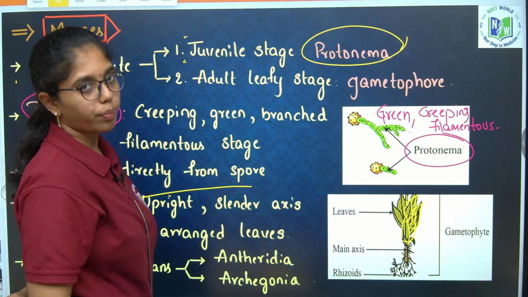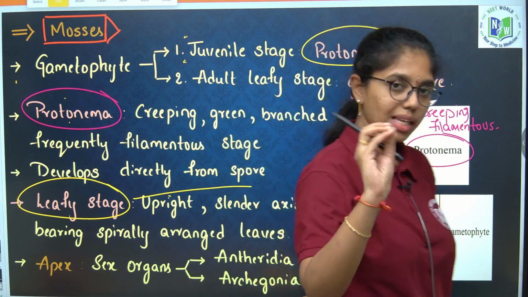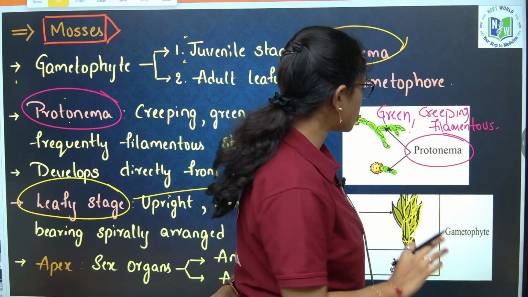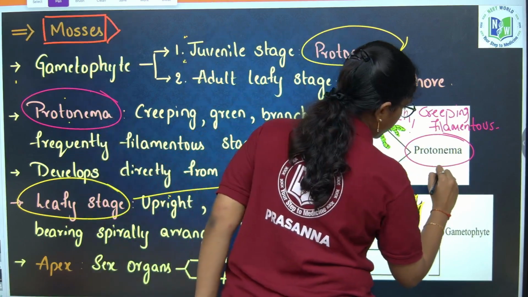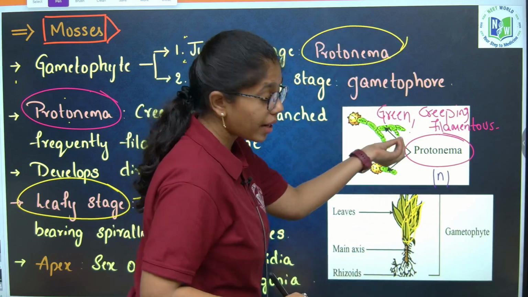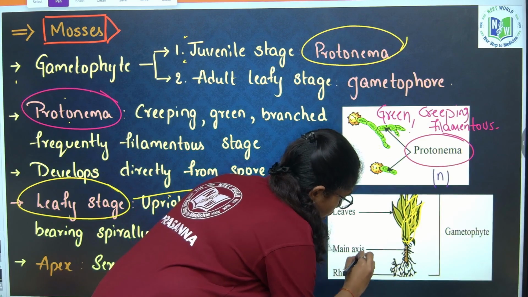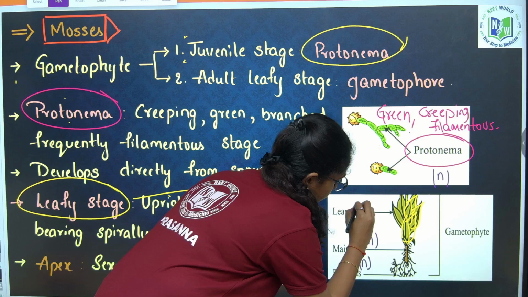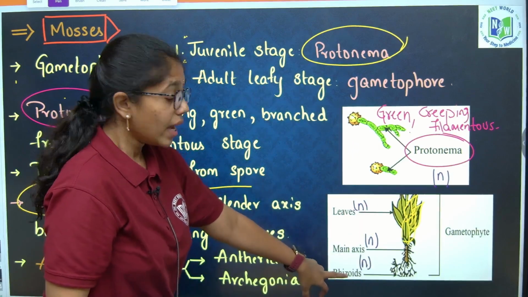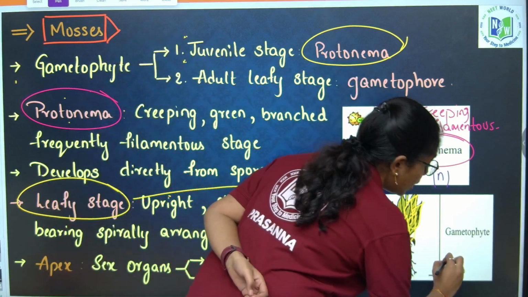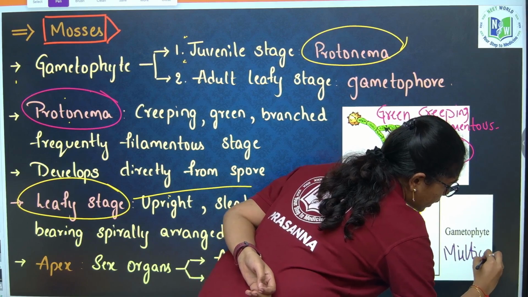If you look into ploidy, spore is haploid. The spore which is released from a sporophyte is haploid. Spore directly germinates into protonema, so the ploidy of protonema is also haploid. From lateral branches of protonema they develop, so again they are haploid. Main axis is also haploid. Spirally arranged leaves are also haploid. Here rhizoids are multicellular. Rhizoids in mosses are multicellular.